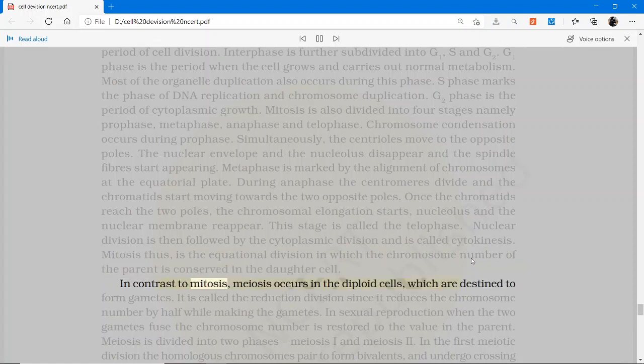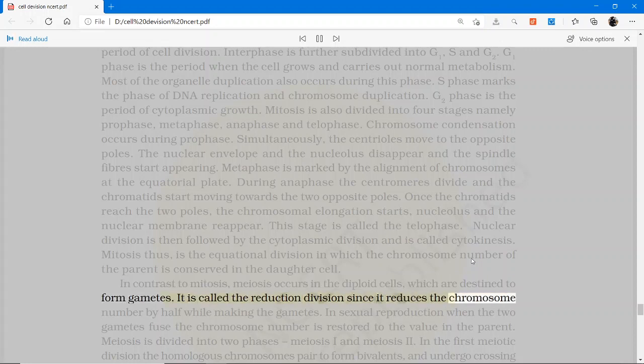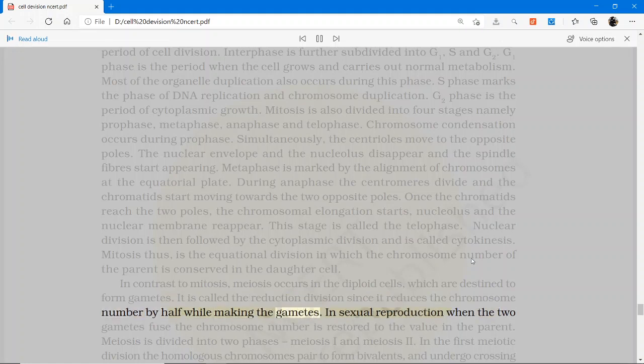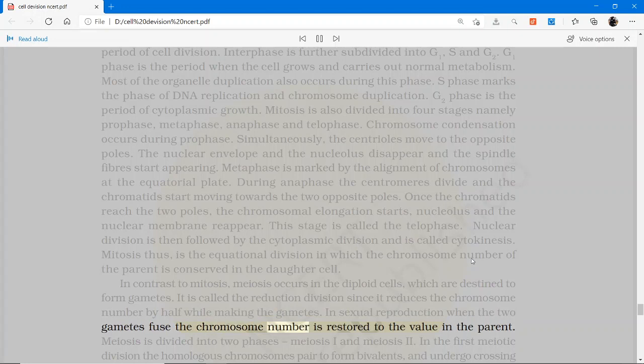In contrast to mitosis, meiosis occurs in the diploid cells, which are destined to form gametes. It is called the reduction division since it reduces the chromosome number by half while making the gametes. In sexual reproduction, when the 2 gametes fuse, the chromosome number is restored to the value in the parent. Meiosis is divided into 2 phases, meiosis I and meiosis II.